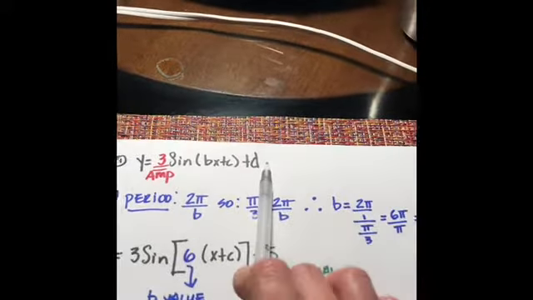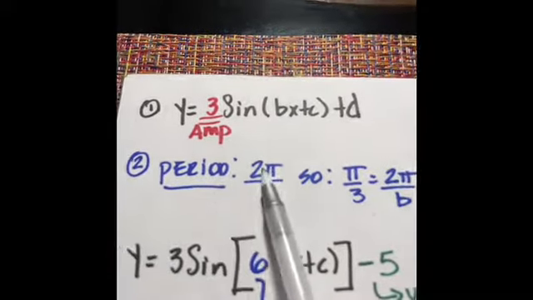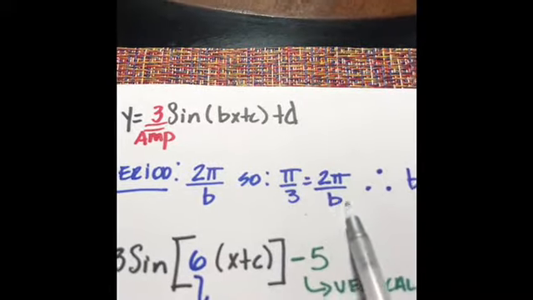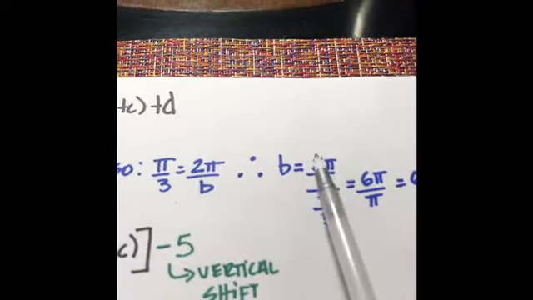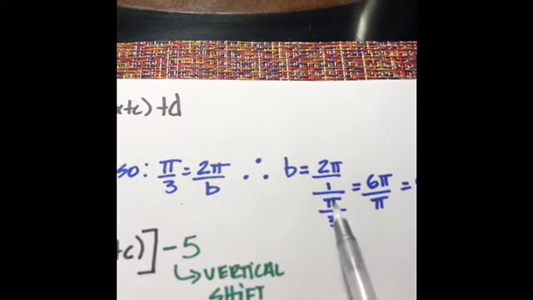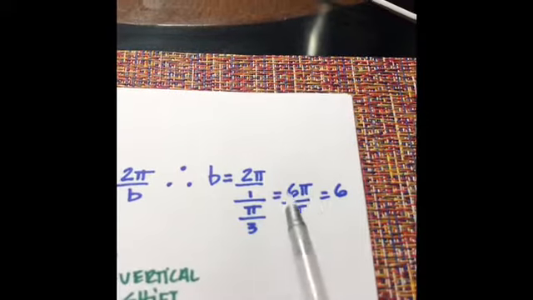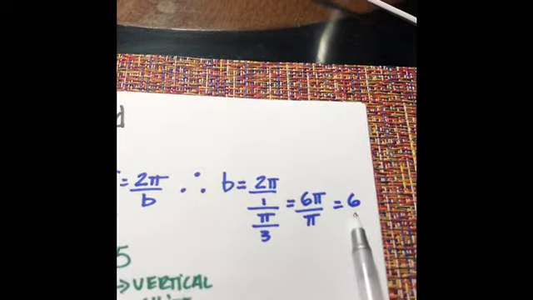From there, I get the value of b from the period. They were telling me that my period was pi over 3, so the formula for period is 2 pi over b, so pi over 3 is equal to 2 pi over b, and solve for b. Therefore, b is going to be 2 pi over 1 over pi over 3. This is the tortilla method. So I have 6 pi over pi. I cancel the pi's, and my b will have a value of 6.